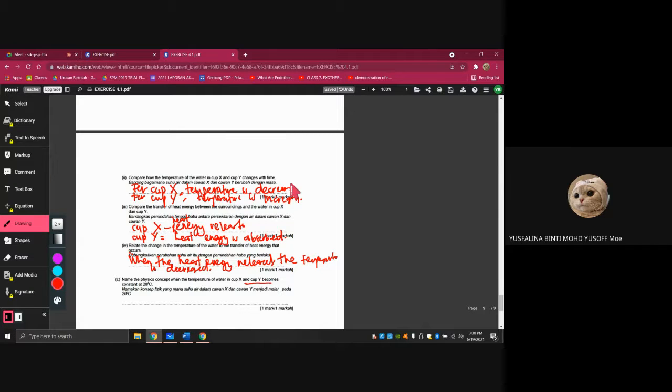And for C, most of you got this correct. It said cup X and Y become 28. So what is the physics concept here? This is thermal equilibrium. So it will not change.